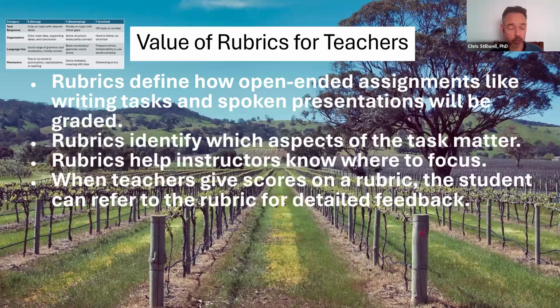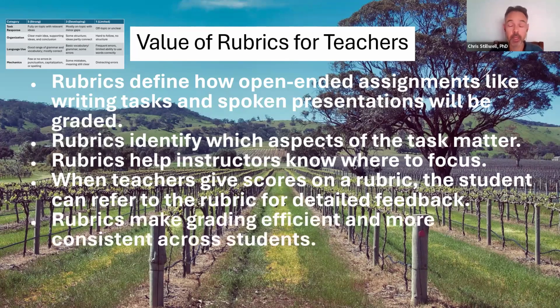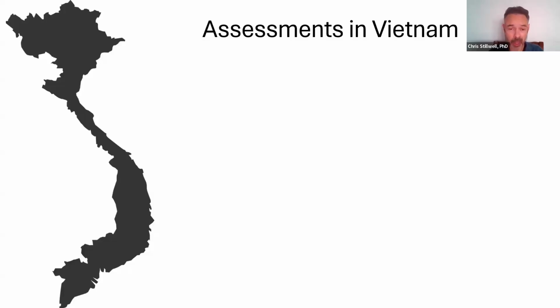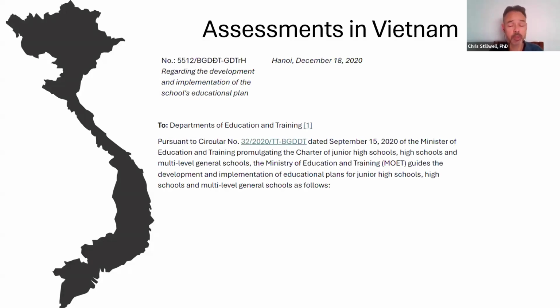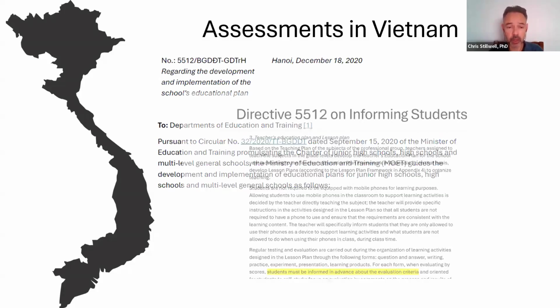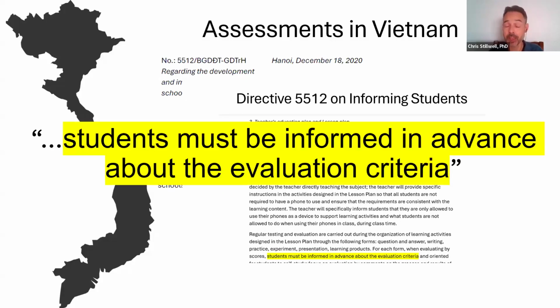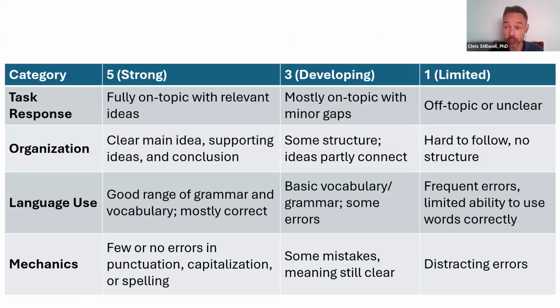And when I give the scores on a rubric, the student can then look at the rubric and they will get a form of detailed feedback right away from that. So in other words, the rubrics make grading efficient and more consistent across all of the students. Now, this is also really good in Vietnam. If we look at the guidelines, the 5512 documents, we see an interesting phrase in there. And the phrase is, students must be informed in advance about the evaluation criteria. And so if we can tell students in advance about the rubrics that we're using, this is a great way to be transparent, to let students know what they need to do and how they can succeed on an assignment.